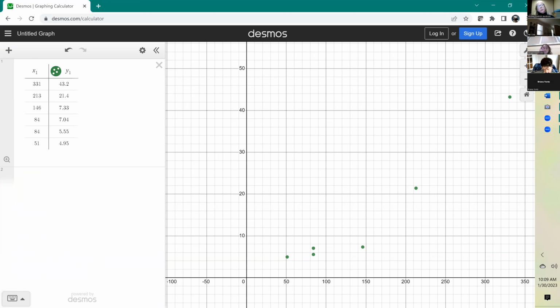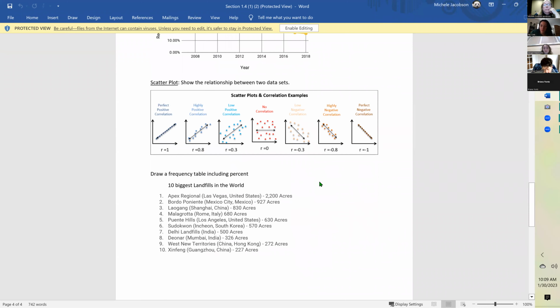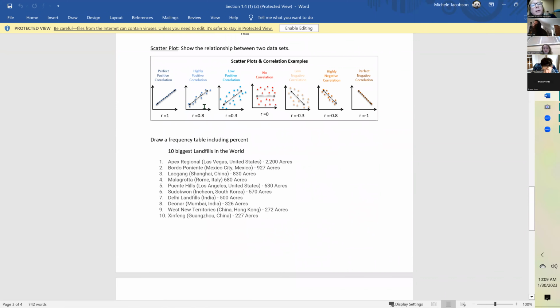All right, now to find the line, because remember, we talked about the scatter plot, and the tighter the line is, the more you can use it as an estimate. And the R squared, the closer it is to 1 or -1, the stronger the relationship. Well, we can find that on Desmos.